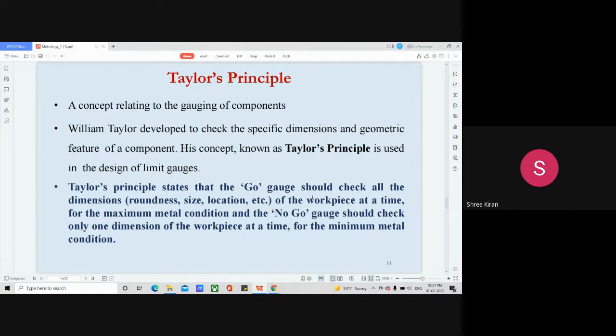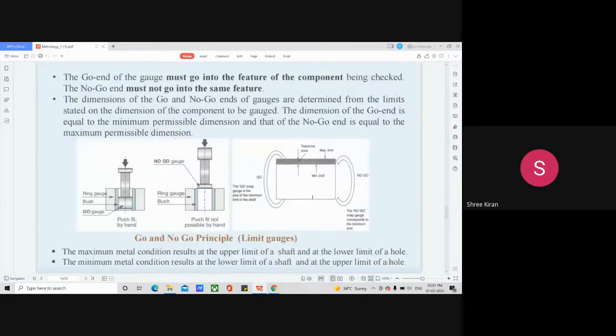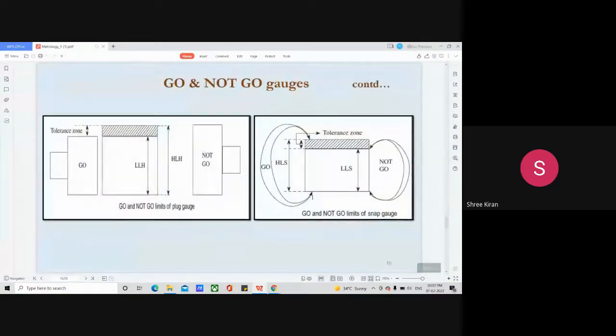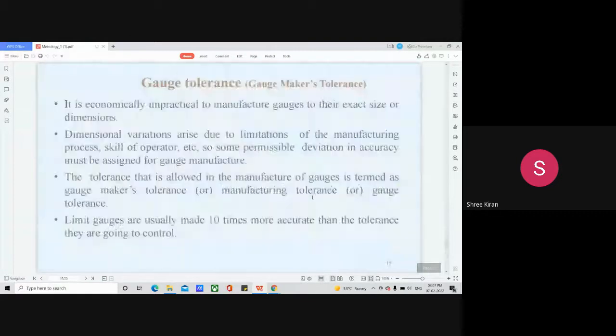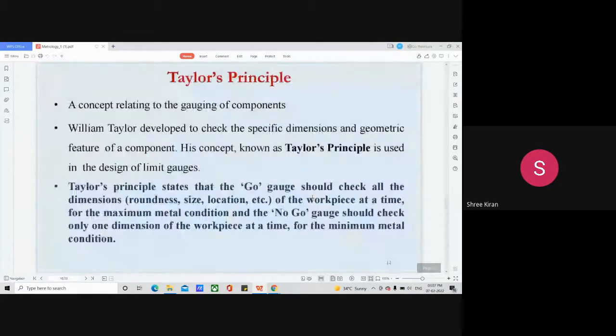So today we are going to discuss Taylor's principle, then the go and no go principle, the go and no go gauges, and the important points of gauge design. You have already been told about that. So what is this in the case of Taylor's principle?